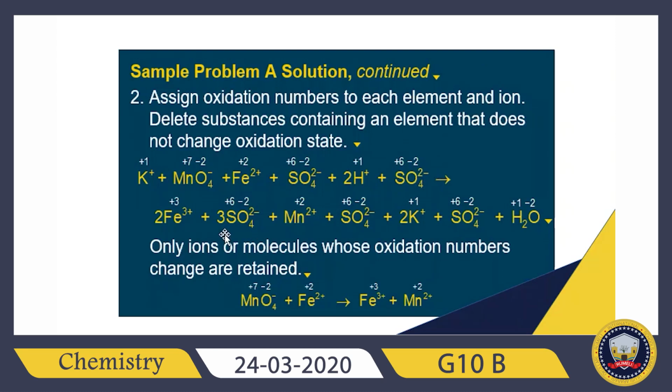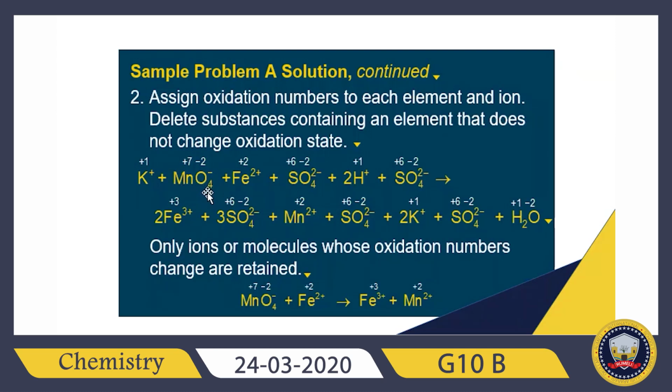So now, after we assign the oxidation number to each element and ion in this equation, what we will do next, we need to recognize any atom or any ion that didn't change its oxidation number, and it will be cancelled out. So for potassium, for example, it was +1 on this side of the reaction, and on the other side of the reaction it is +1. So we need to cancel the potassium from our equation. What about the second compound here? We have the permanganate ion.